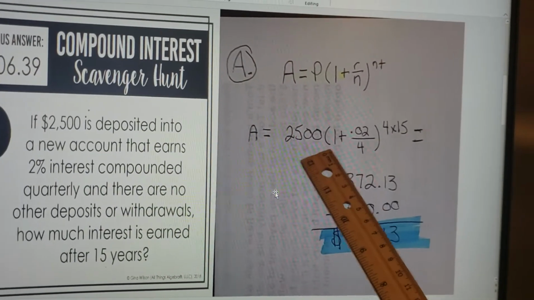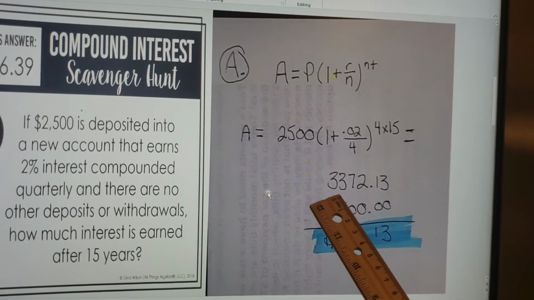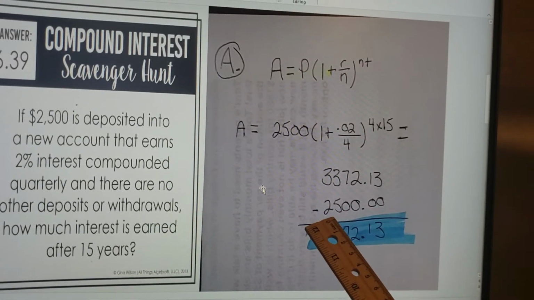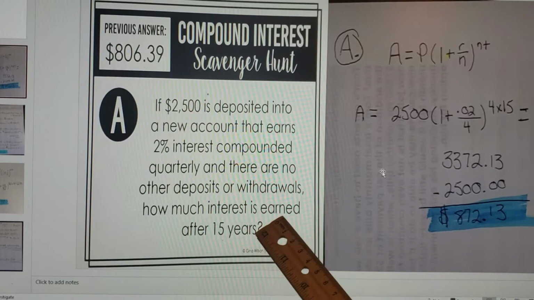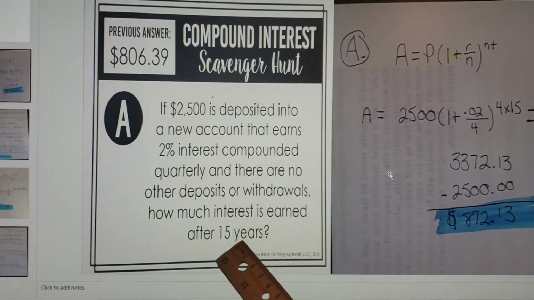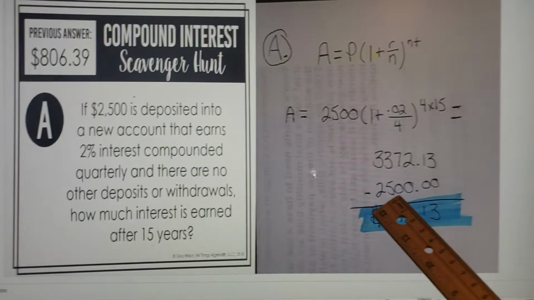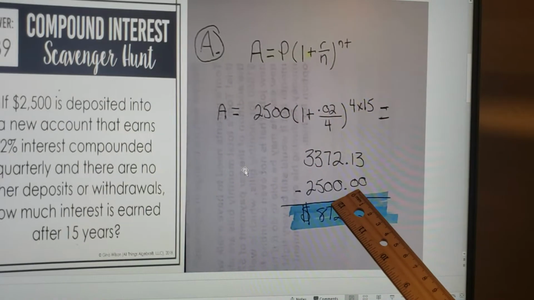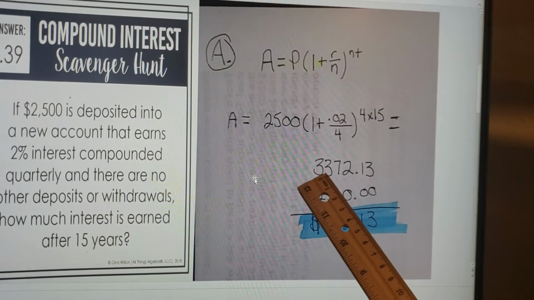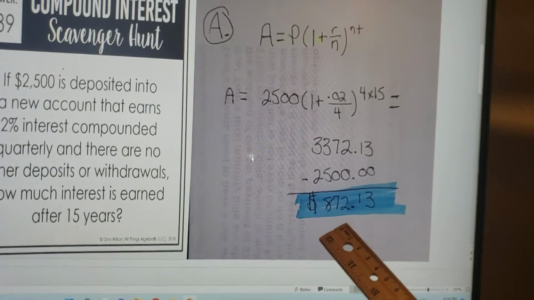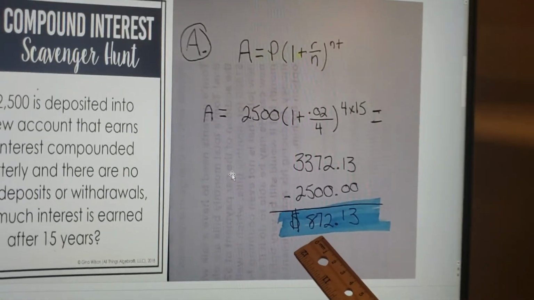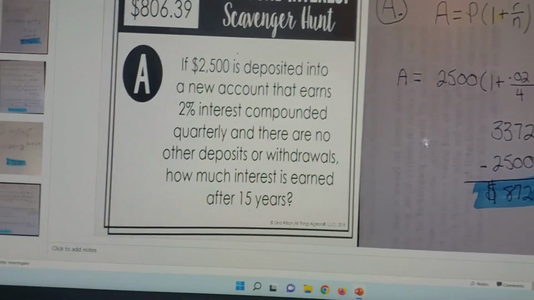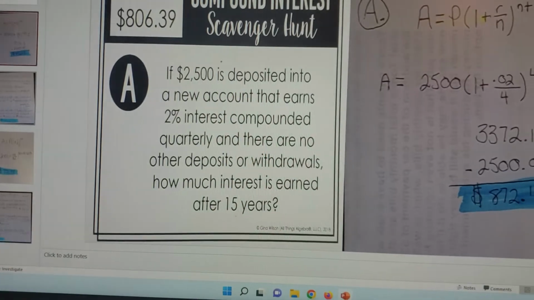So when you do this math, you come out with the number $3,372.13. In order to get the amount of interest earned after 15 years, you have to subtract the original amount put into the account from the final amount in the account. And that comes out to $872.13 interest that you'll earn over 15 years.